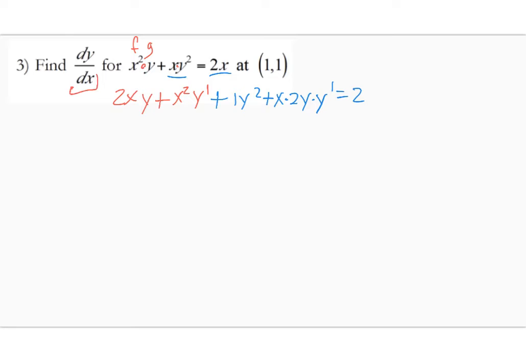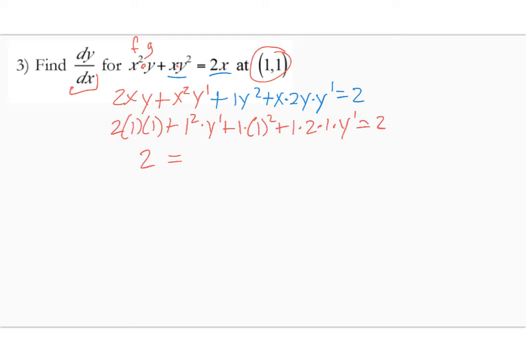I could either solve for that now, but this time we're given a point, so I could plug that in for our x and our y. So this becomes 2 times 1 times 1 plus 1 squared times y prime plus 1 times 1 squared plus 1 times 2 times 1 times y prime is equal to 2. I like plugging things in. I don't know why I put an equals there instead of a plus.